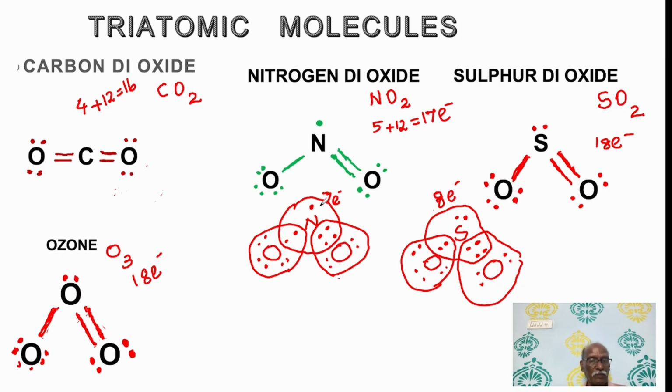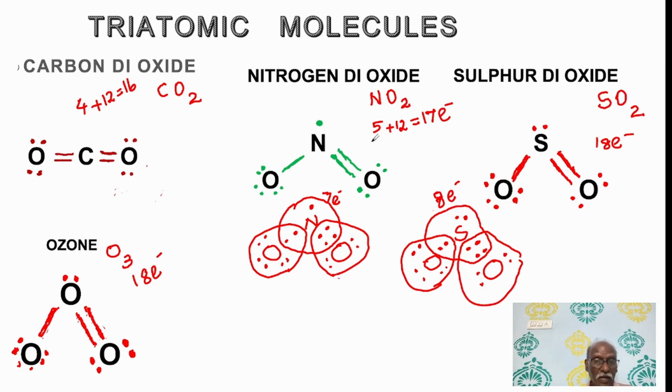See the arrangement. 4 plus 2, 6 plus 2, 8. This oxygen receives 8 electrons. This oxygen also 2, 2, 2, 4 pairs, 8 electrons. But what about the nitrogen? Nitrogen 4 plus 2, 6 plus 1, 7 electrons again. It is short of 1 electron.